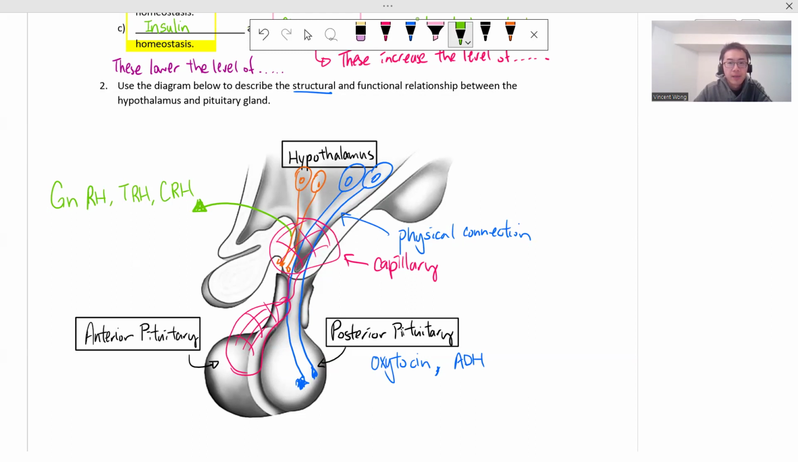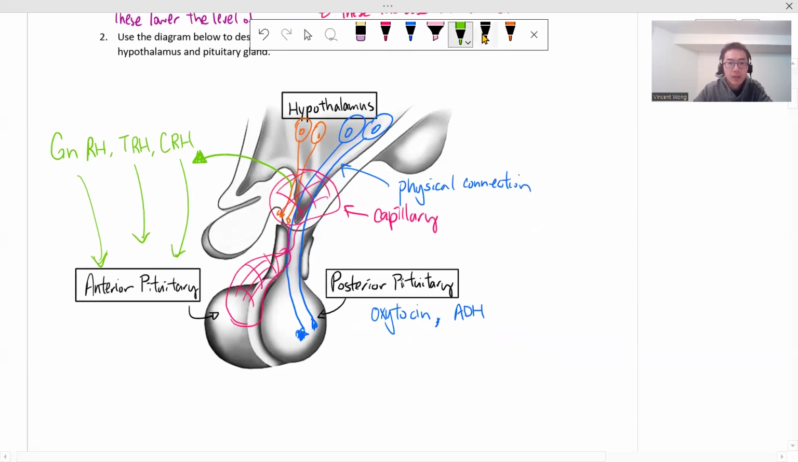Excellent, right? Okay, and these are going to be exerting effect, like I said, on the AP, and that's going to cause it to release FSH, LH, TSH, and ACTH. Okay, and if you want to highlight them, you can, like this. And then you just practice doing this a few times a day, between now and the test, and you will be able to remember them.